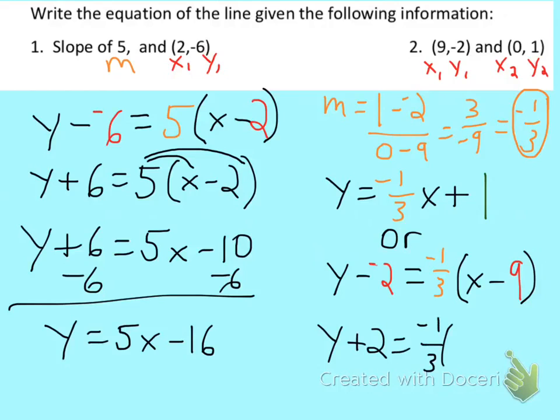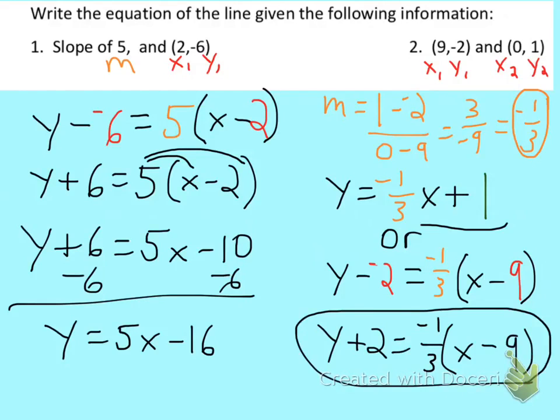And that will look like y plus 2 equals negative 1/3 times the quantity x minus 9. So either form is acceptable.